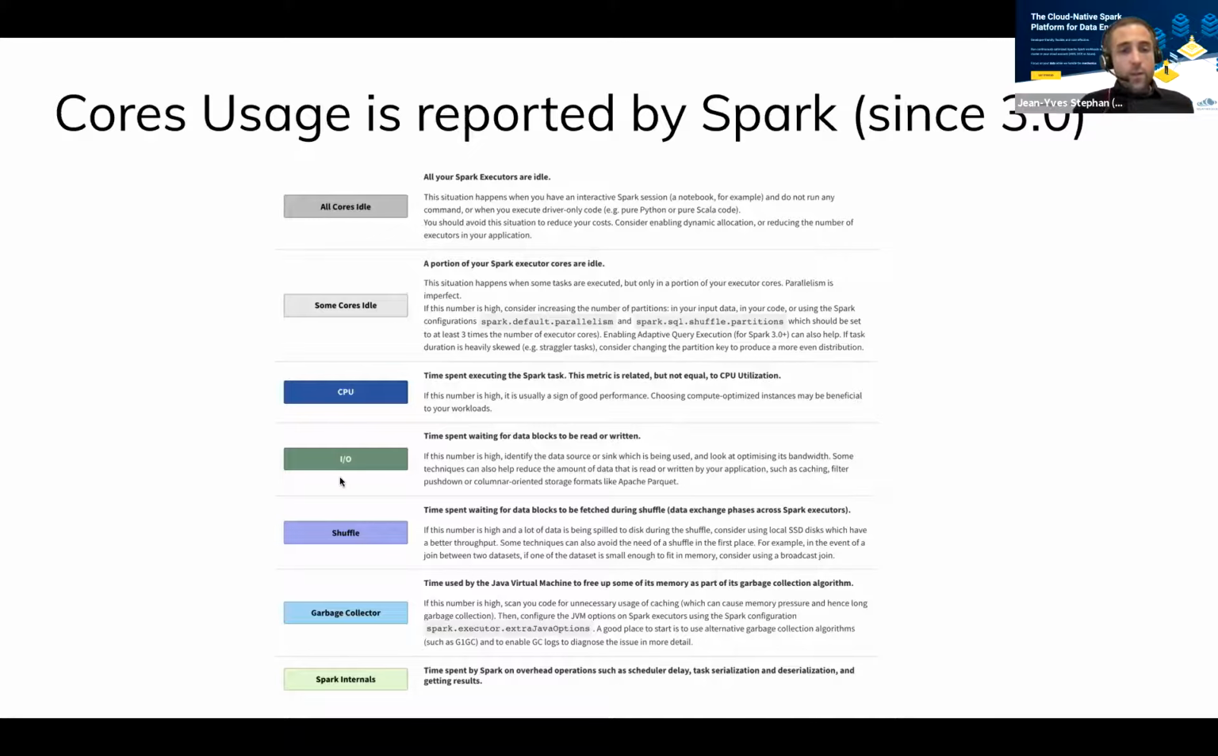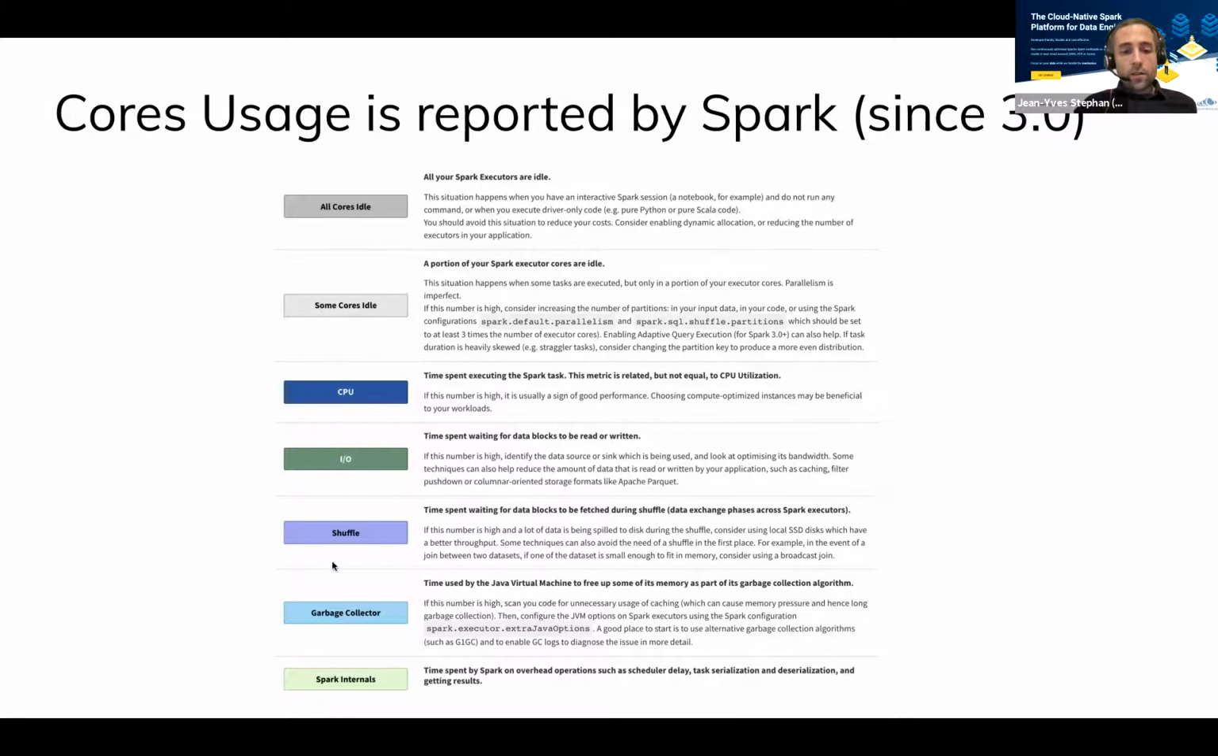The next two categories are the normal ones, so CPU uptime. This is when Spark actually uses CPU power to run your task. And I/O, this is when Spark is waiting either for data to be downloaded or to be written. It could be to the disk, it could be to S3. Unfortunately, we don't have the detail of that, but we know that it's some kind of I/O.